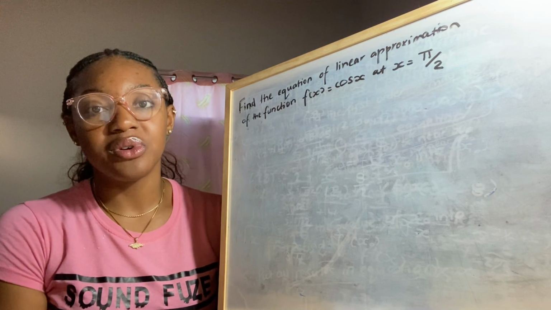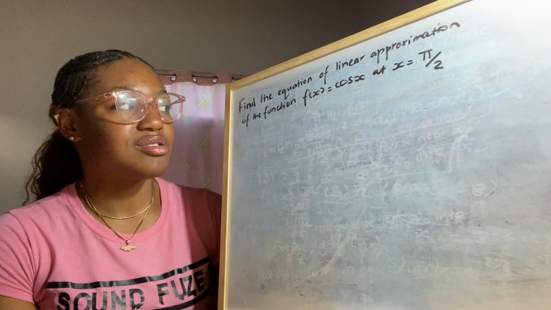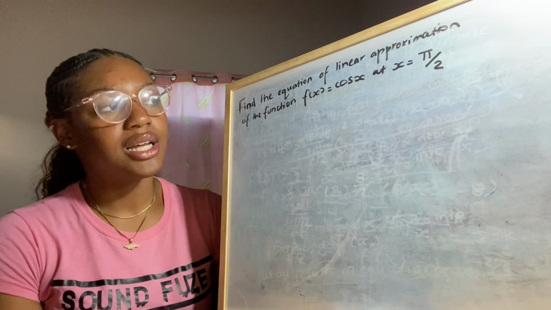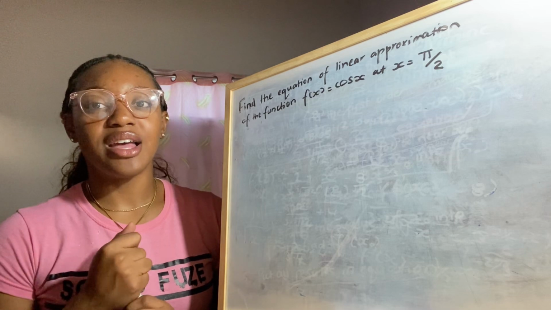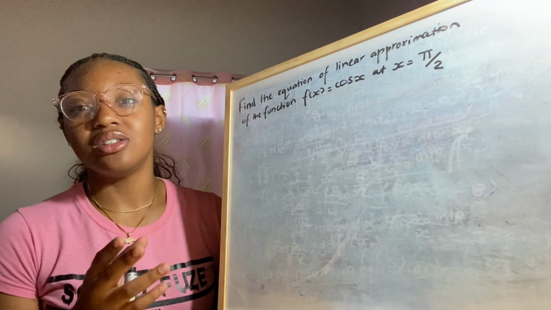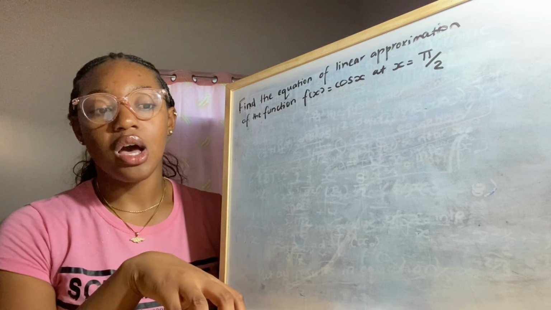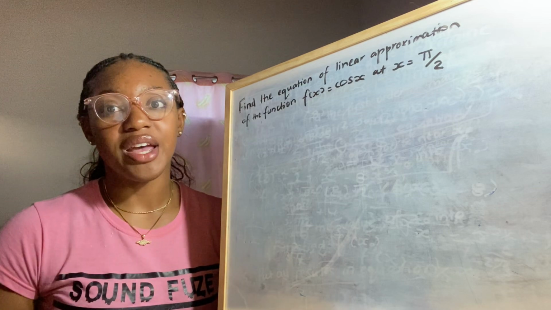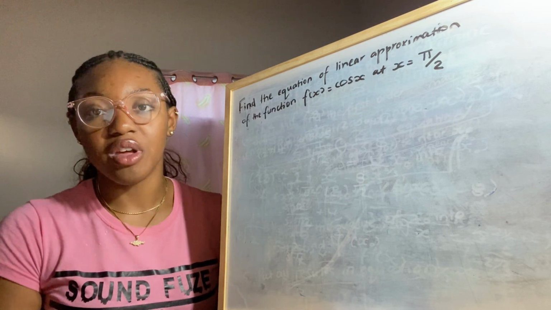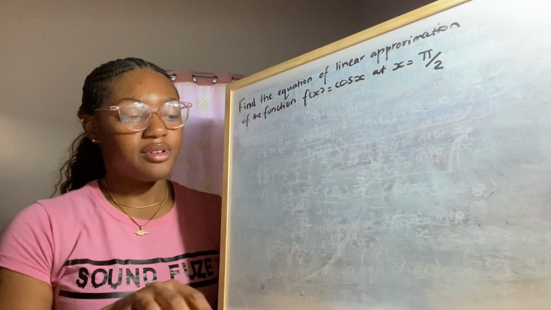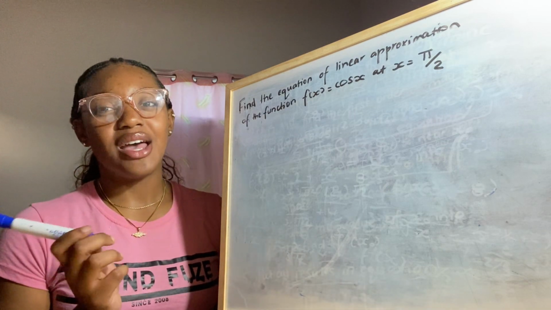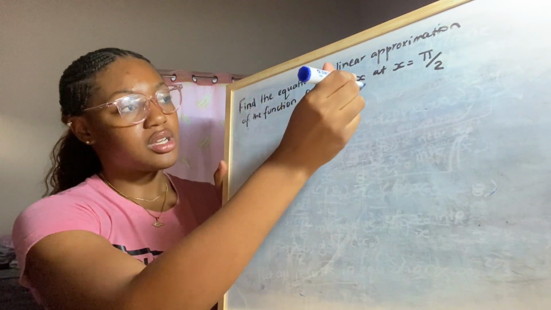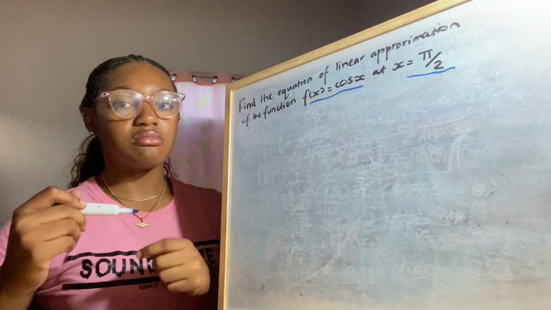So here's our second example. It says find the equation of linear approximation of the function f of x equal cos x at x equal pi by 2. And yeah, it's the same thing, just notice the change in phrasing. In the previous example, it said find the equation of the tangent, and in this example, it's telling us find the equation of the linear approximation. It's the same thing. With these questions, we're going to highlight what we know, and the question always gives you the function as well as the point x, basically.